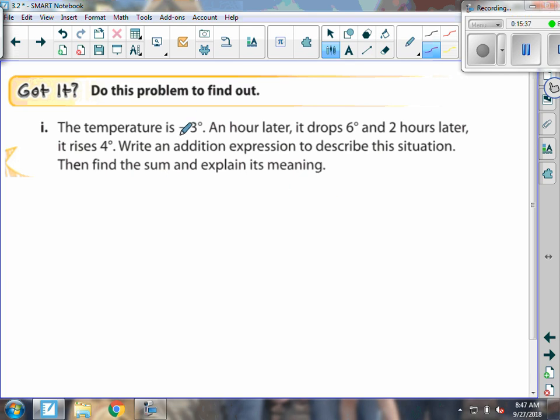So we start off at -3, so the temperature is -3. Then it drops 6 degrees, so it's going to be plus -6. And then it rises 4 degrees, so it's going to be plus 4. So here's my addition expression. So I've got that part down. Now I need to find the sum.